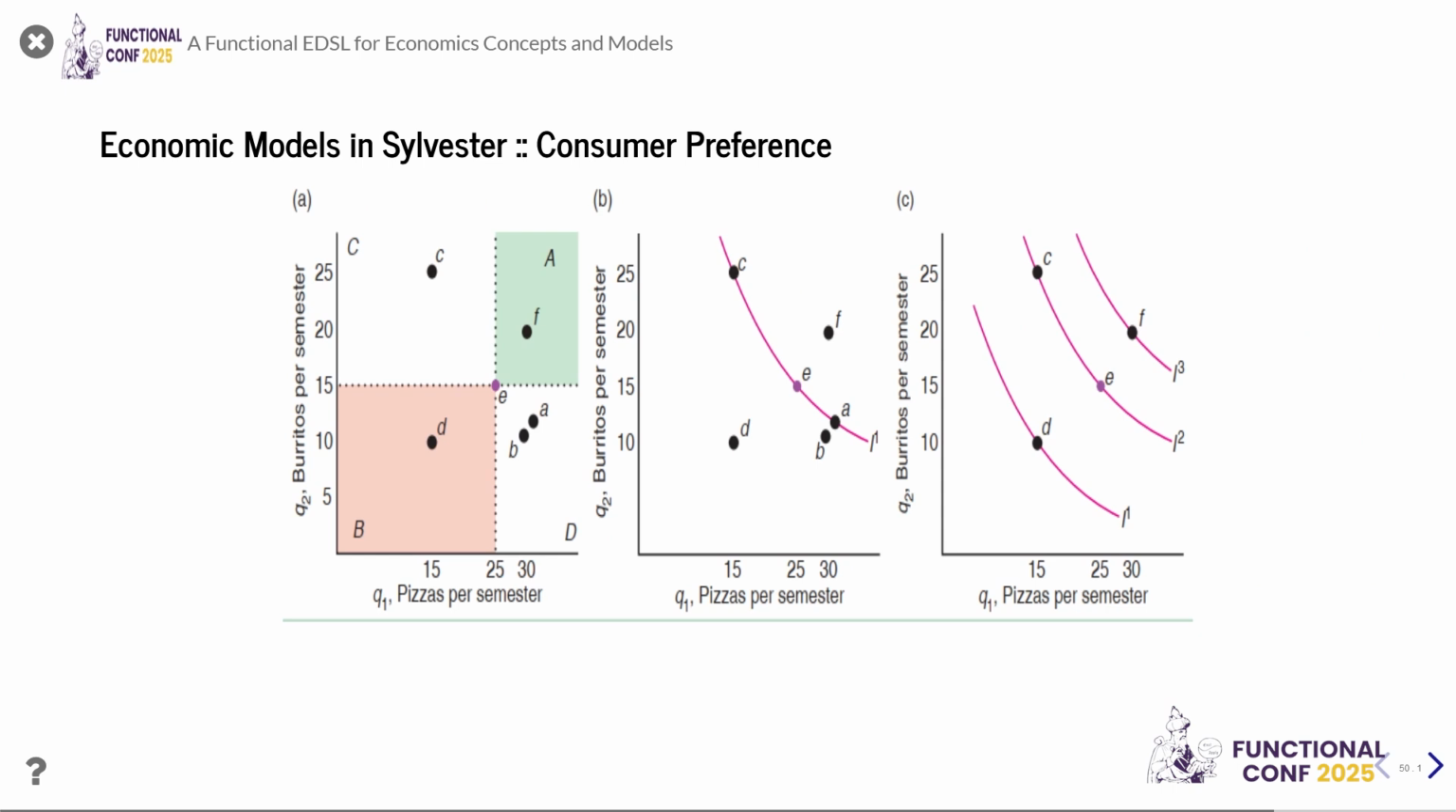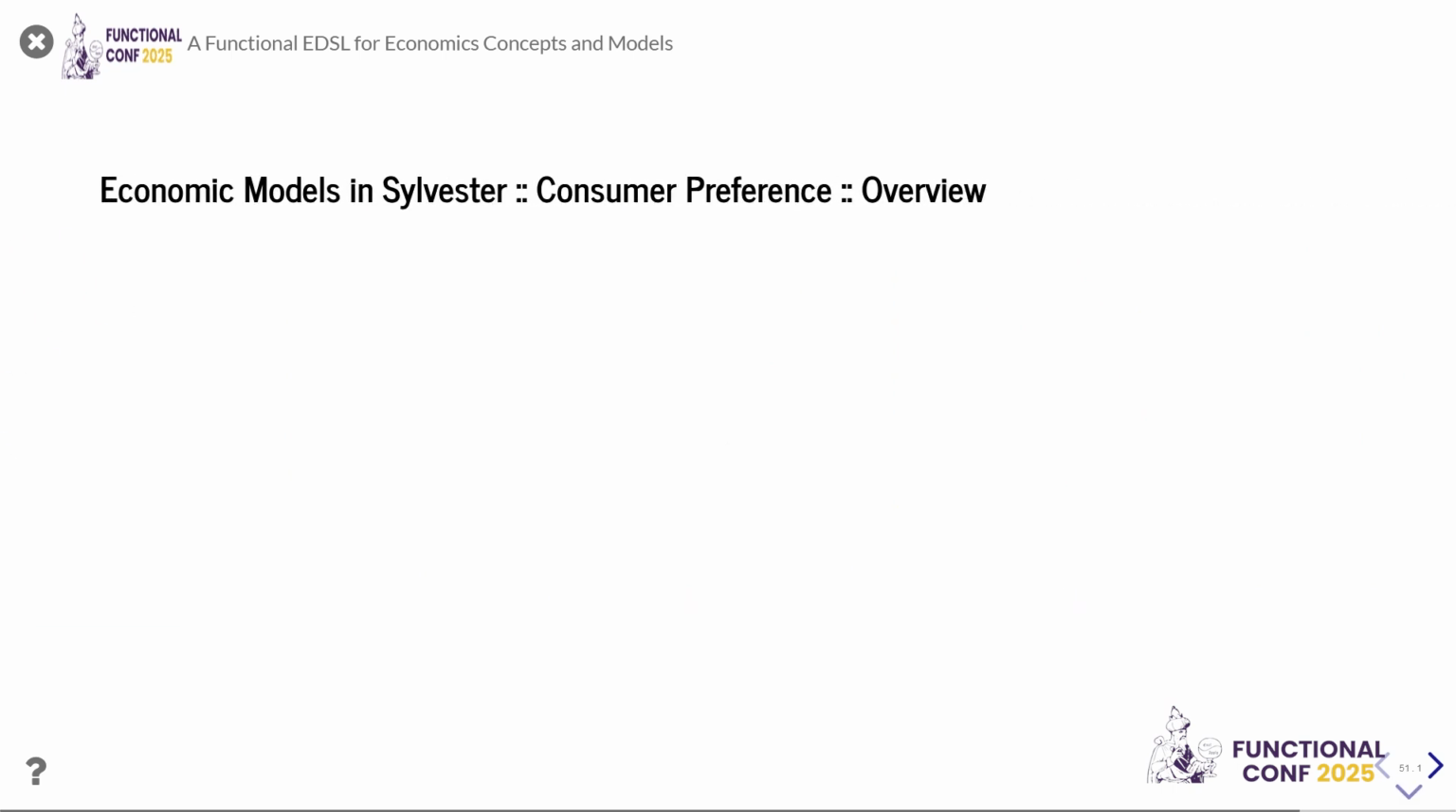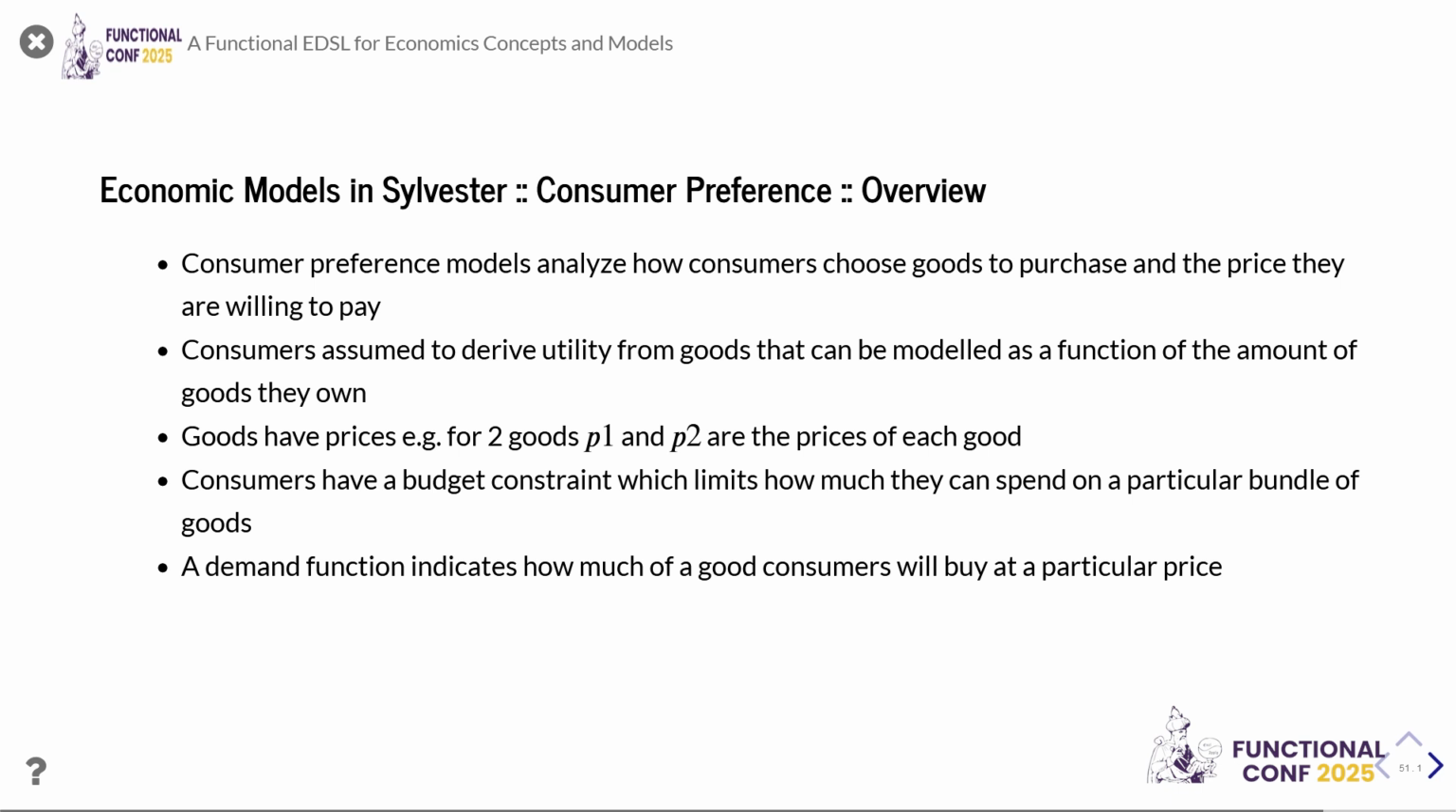Let's look at this really simple model called consumer preference. The consumer preference model just analyzes how consumers choose goods to purchase and the price they're willing to pay. The main assumption is that you have a utility function that says, if I have two goods, this is the utility I'm going to get from these goods. And consumers have a budget constraint that says, I only have this much money to spend on buying these two goods. From these, you can find a demand function that tells you how much of these goods a consumer would be willing to buy at a particular price, given their utility function and given the prices of the goods.